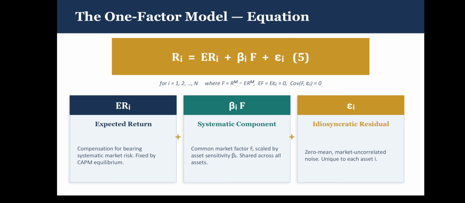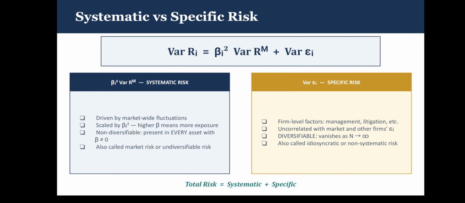The model is self-consistent. Economically, f equals Rm minus E[Rm] is called the basic source of randomness. It's the single shock that drives all assets simultaneously. Each asset just loads on it with a different weight, beta i.